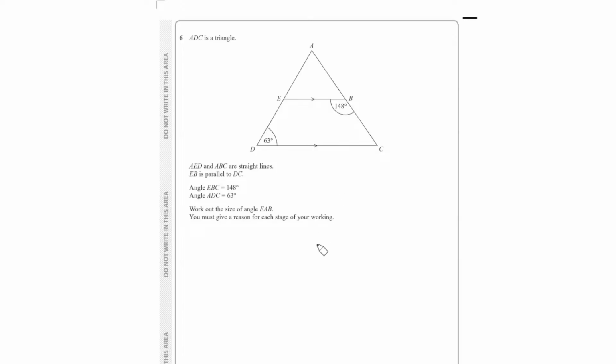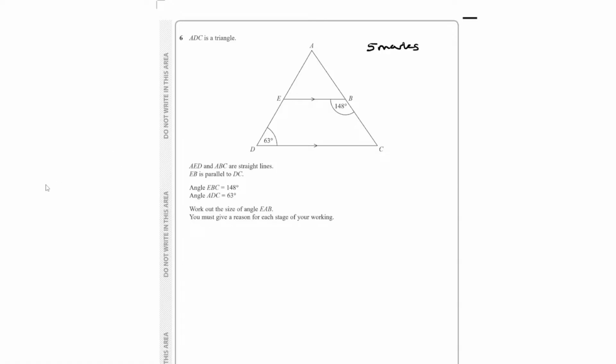Question 6, this one you can't see, I've got it down there, but it's 5 marks. This is a big question. So we've got ADC as a triangle, AED and ABC are straight lines. I don't know why they say that, because obviously it's a triangle, so surely they're straight lines. Anyway, they've told you that. EB is parallel to DC, which you can see with these little arrows. That means they're parallel. And they've labelled 2 angles for us.